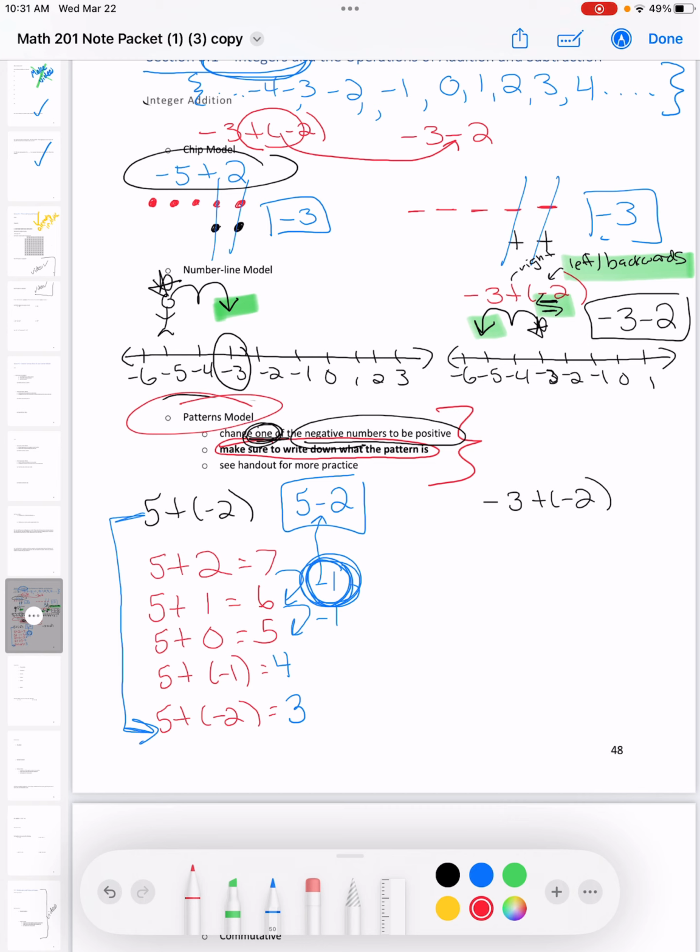All right, coming back from pause, it doesn't matter which one you change. I usually change the one that's closest to 0, just so I don't have as much that I have to do. So I changed the -2 to a 2 here.